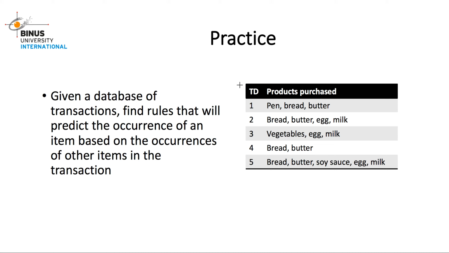For example, given this point of sales transactions data like this, we have only 5 transactions, and each transaction has different items bought by the customer. For example, pen, bread, and butter. This is customer number 1 or purchase number 1.